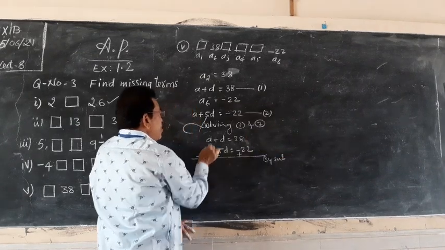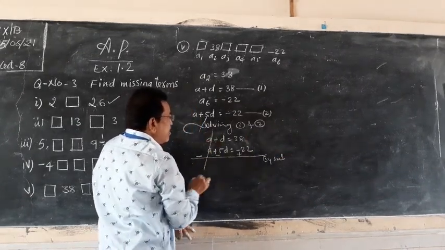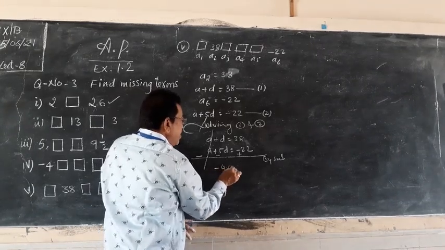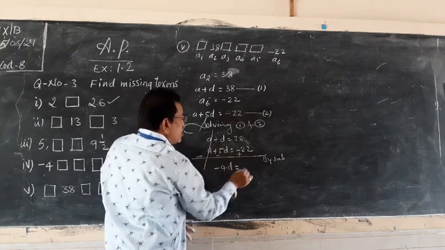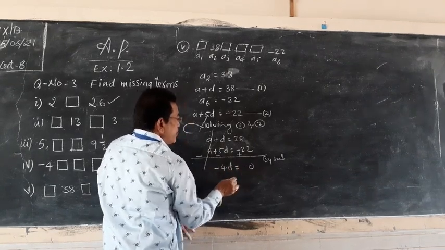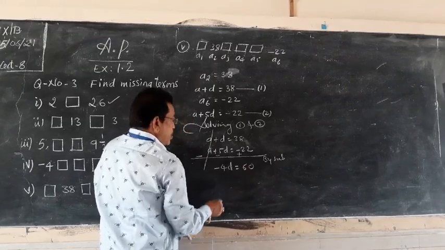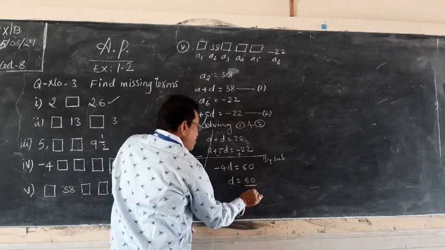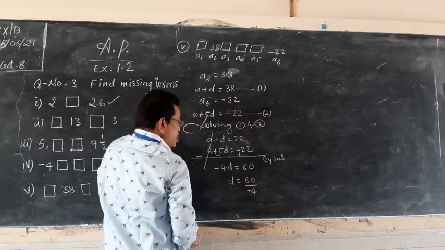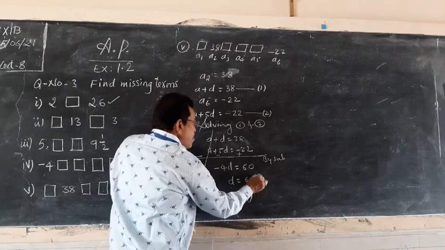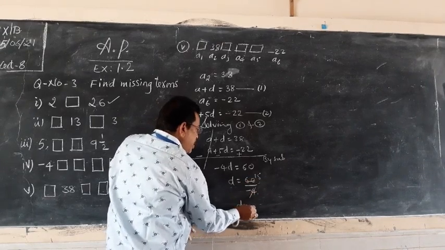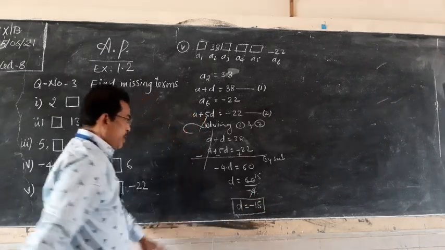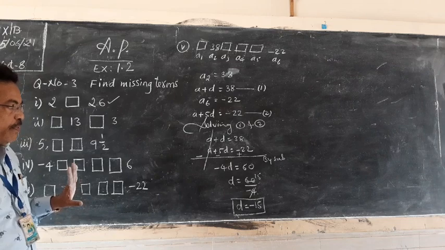Plus a minus a gets cancelled. -4d equals 60. So d equals 60 divided by -4. 4 ones are 4, 4 fifteens are 60. So d equals -15.